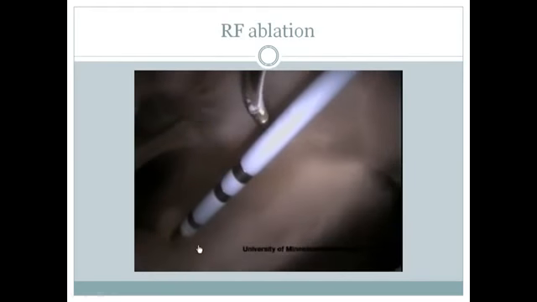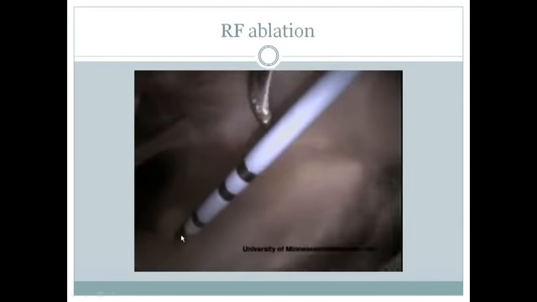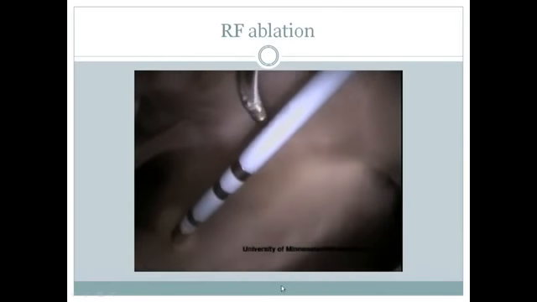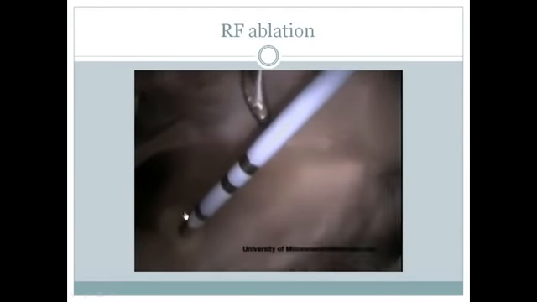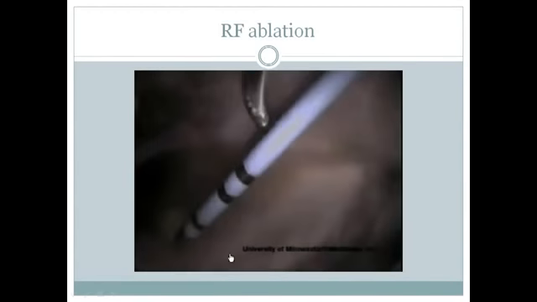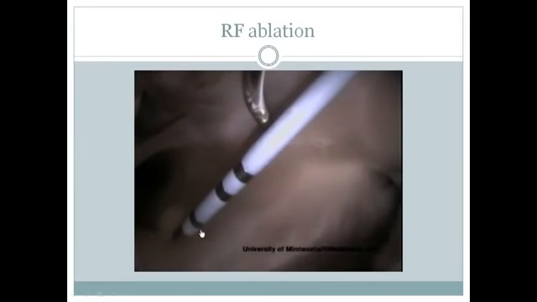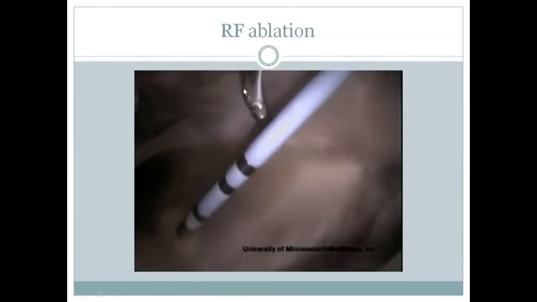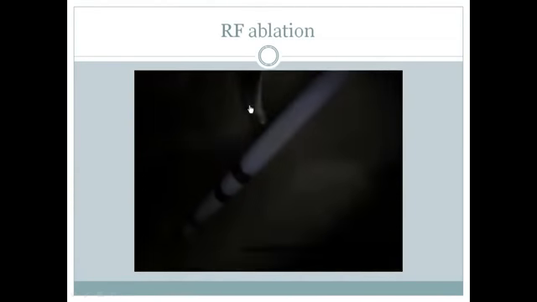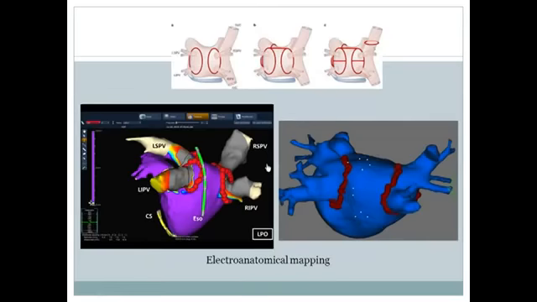So this is an ablation, okay. This is the tip, and you see the lesion forming here, okay. See how it's not perfect. Okay, and you see the lesion growing there. This is what catheter ablation is, okay, and the idea is to make a line with this, lesion after lesion after lesion, okay. This is a pacemaker lead here, so you can see the size of things, okay.